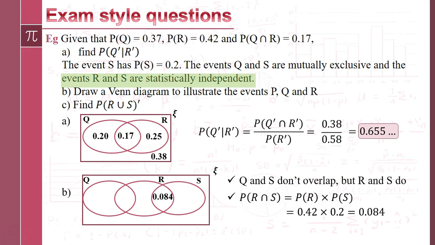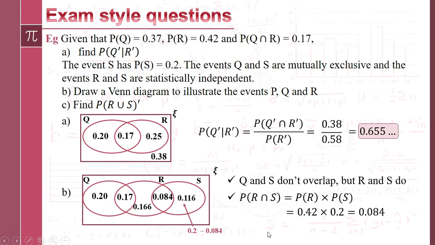We're trying to fill out the rest of the Venn diagram. Let's have a look at what's going on. Well, nothing is changing with regard to Q and R. So that value there is still 0.2. That one is 0.17. Now things are going to change a little bit because we need the total probability of R to be 0.42. So what have we got left over to go into that middle bit there? Well, that's 0.166. And then we've also got the fact that probability of S is 0.2, which gives us this section here, which is going to be 0.2 minus 0.084, so that's 0.116.